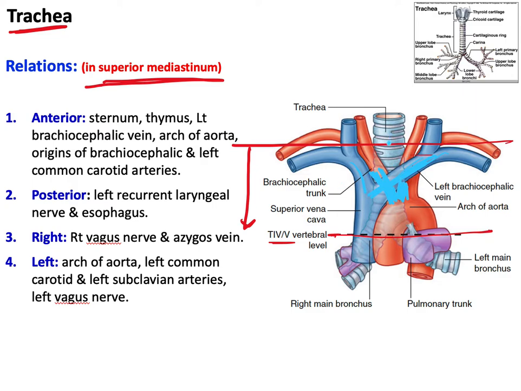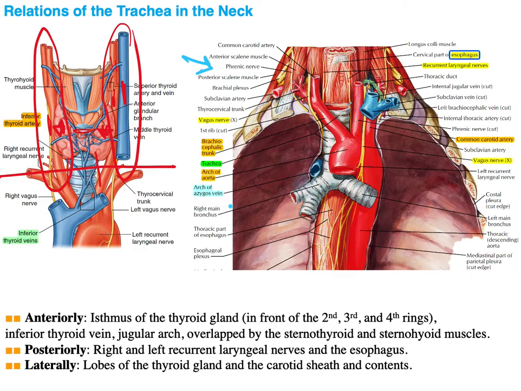Now, posteriorly, as I mentioned, at this level in the superior mediastinum, you have the esophagus basically behind it, and you have just the left recurrent laryngeal nerve. Why? Let me show you here. So this is the level of the superior mediastinum, approximated. Behind the trachea, you have the esophagus, yes, but at this level, look at the right recurrent laryngeal nerve. This is the vagus nerve below the subclavian. It gives the right recurrent laryngeal nerve.